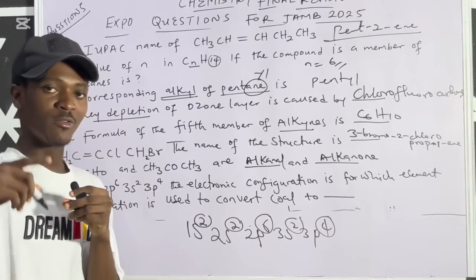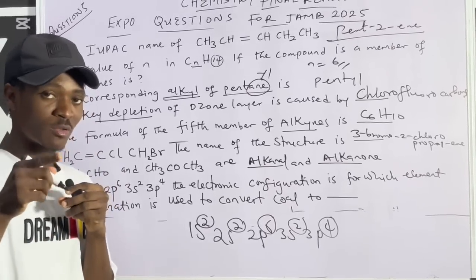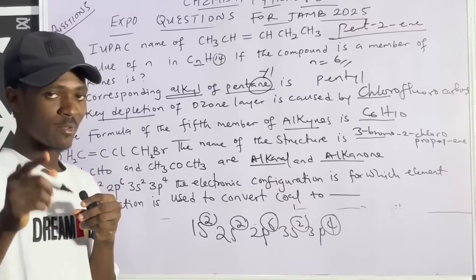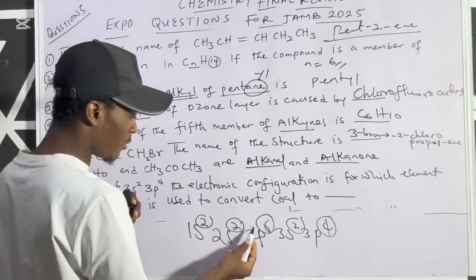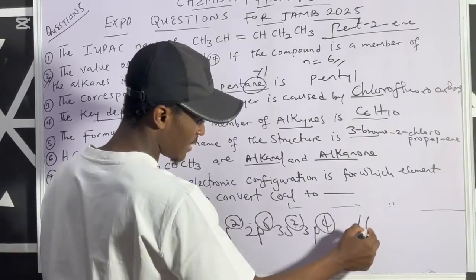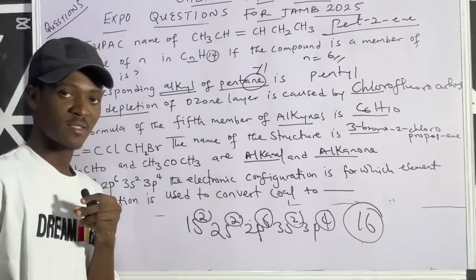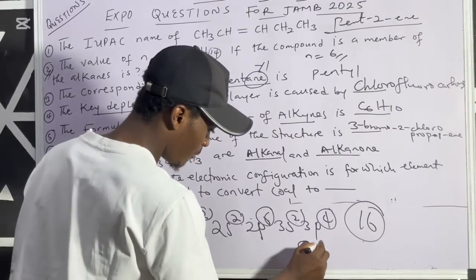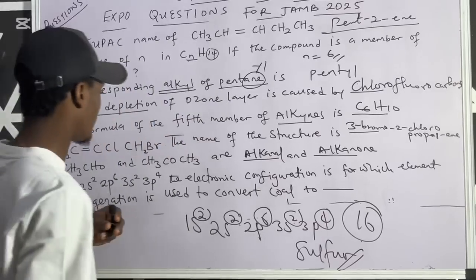Then for that number, you recite your first 20 elements. That position, the number that you got, any element there becomes the answer. So in this case, 2 plus 2 is 4, plus 6 is 10, plus 2 is 12, plus 4 is 16. So 16, what element is found in position 16? Of course, sulfur. So sulfur is the answer to that question.